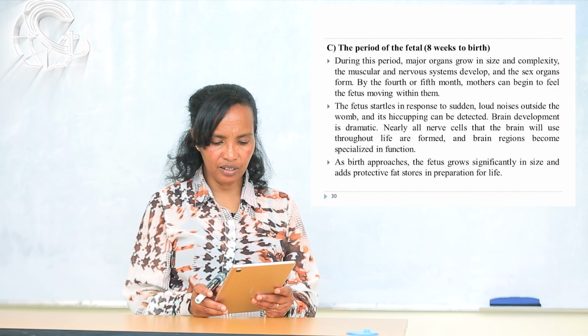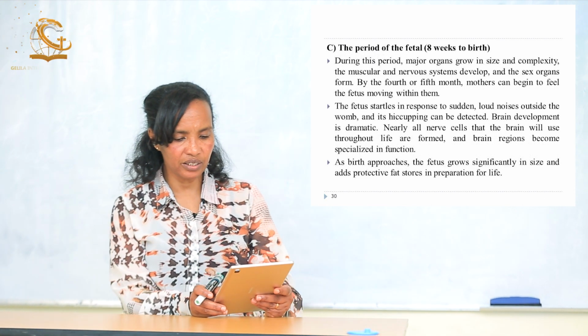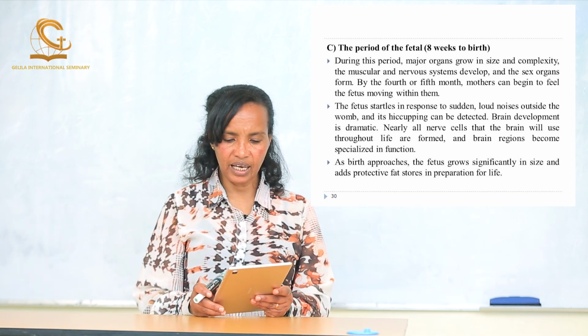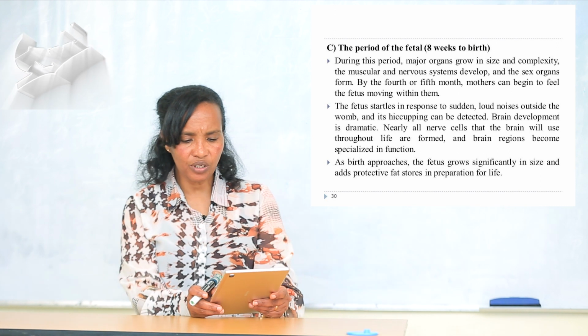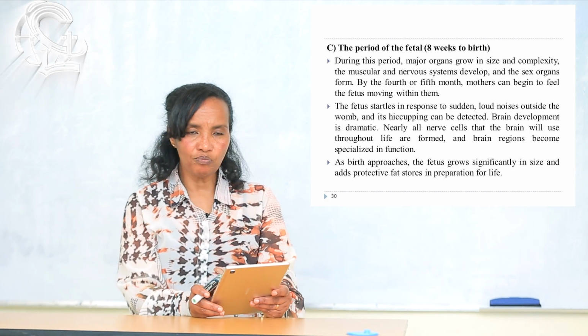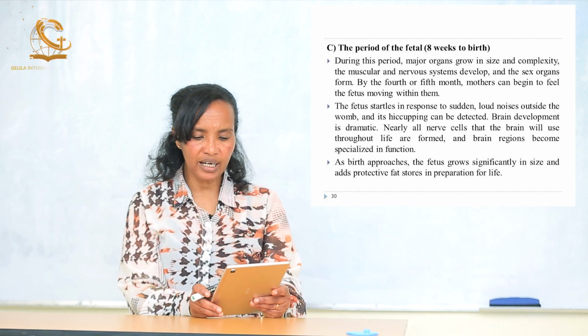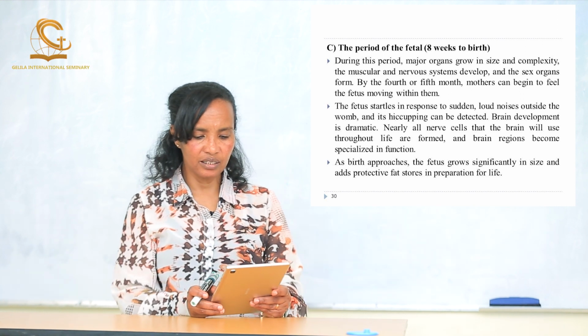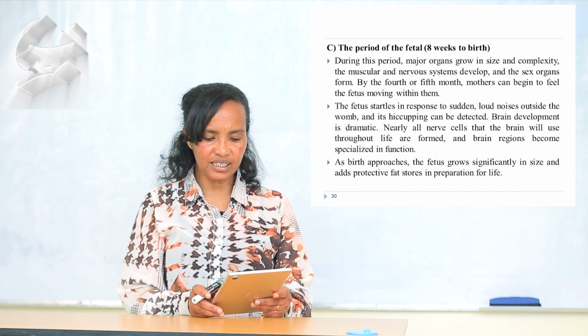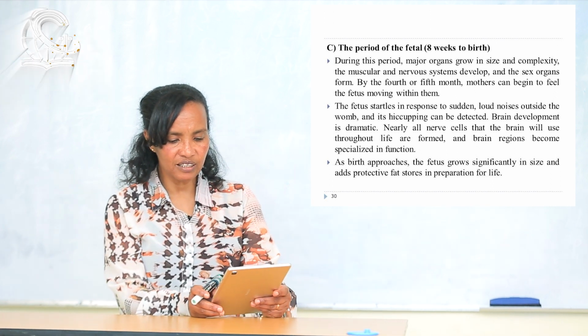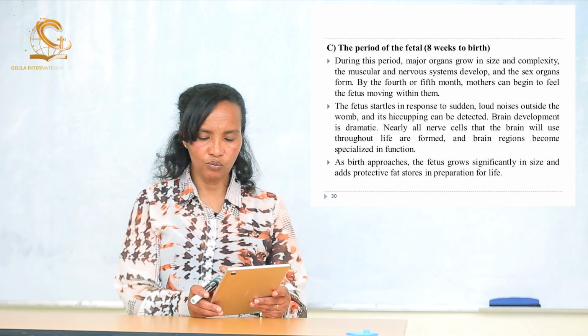The last period in prenatal period is the fetal period, 8 weeks up to birth. During this period, major organs grow in size and complexity. The muscular and nervous system develop, and the sex organs form. By the 4th and 5th months, mothers can begin to feel the fetus moving within them.